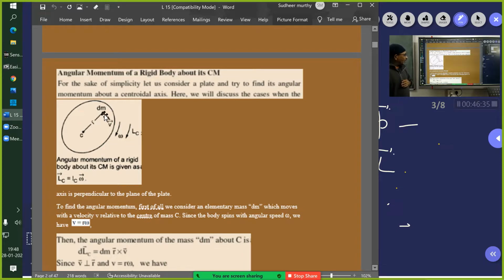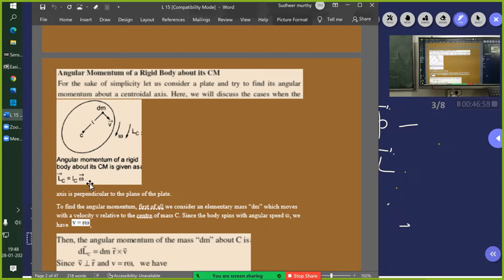So here you see what is the angular momentum of this about this. We had earlier said LZ bar is equal to IZ into omega bar. Here we are just changing the designation and saying LC bar is equal to IC into omega bar. Right, friends?